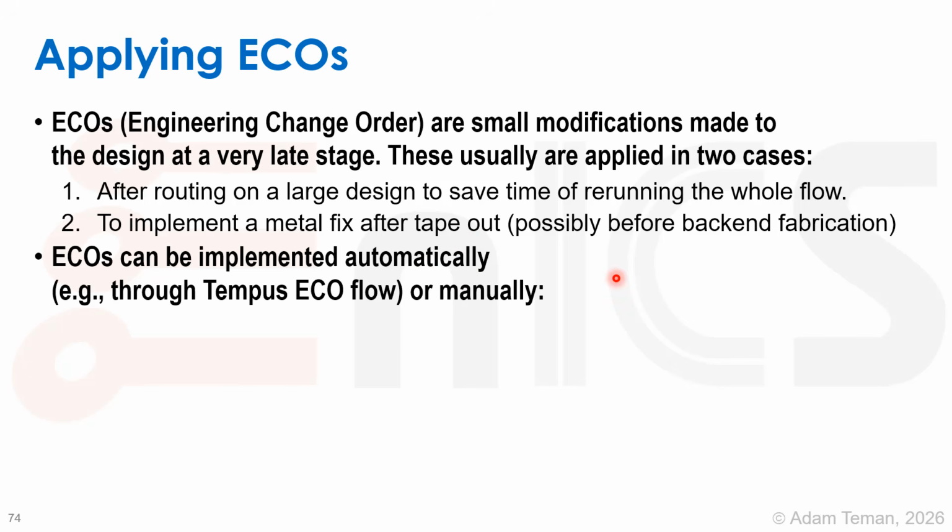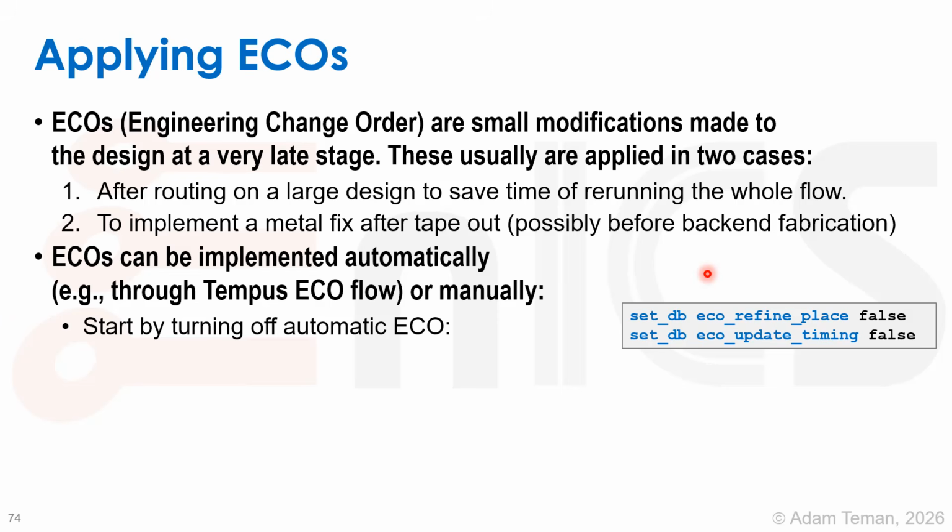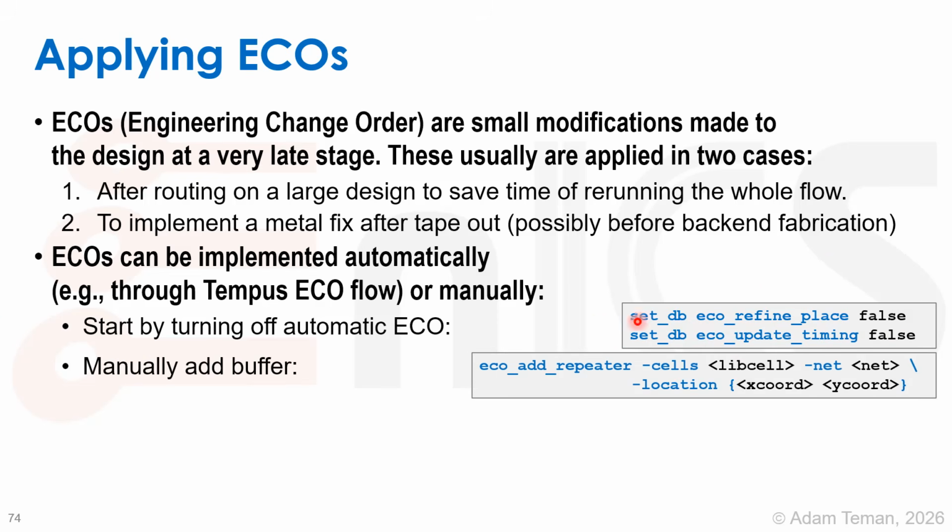So ECOs can be implemented automatically, like there's the Tempus ECO flow that I mentioned before, or they can be applied manually. And so we would be turning off the automatic ECO, setDB ECO refine place false, setDB ECO update timing false, and then manually add a buffer. For example, that's a common ECO type fix. So ECO add buffer, we choose a cell from the library, which net we want to connect it to, and what coordinates we want to put it at. That will add a buffer manually into the design. And we can do this with all kinds of other cells and so forth and so on.